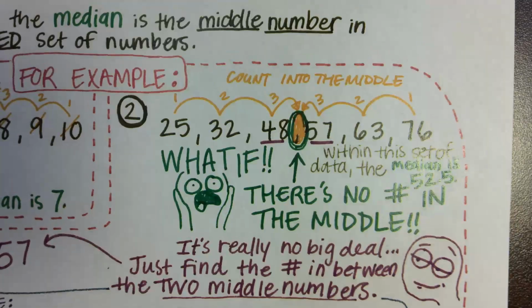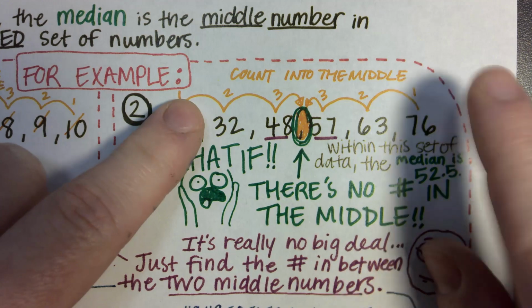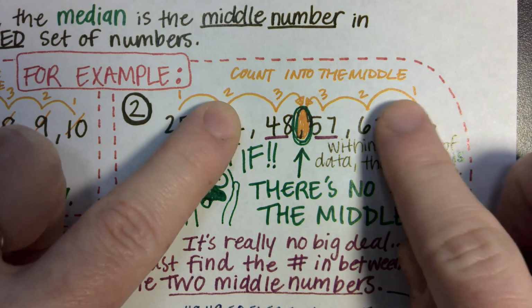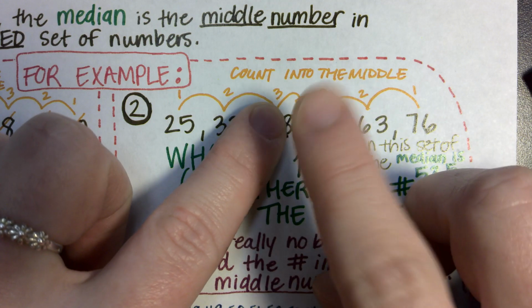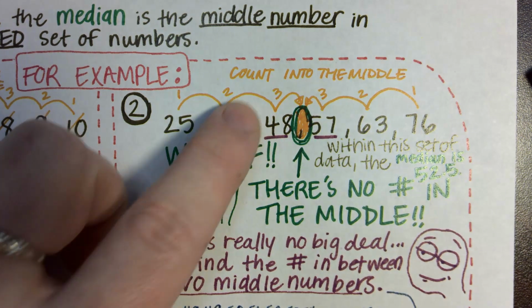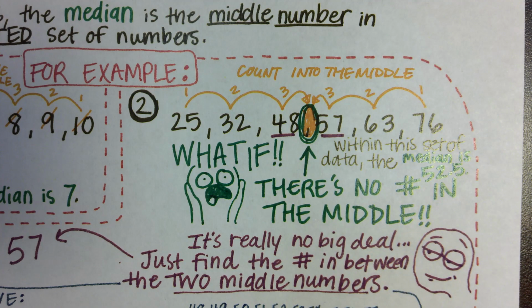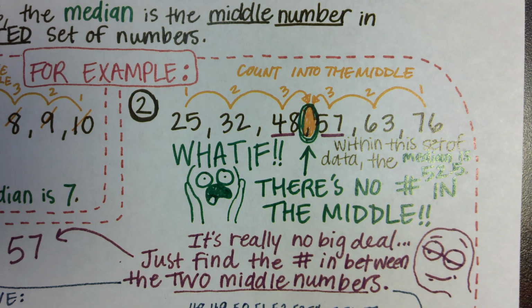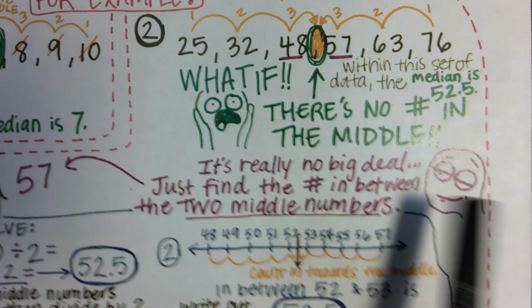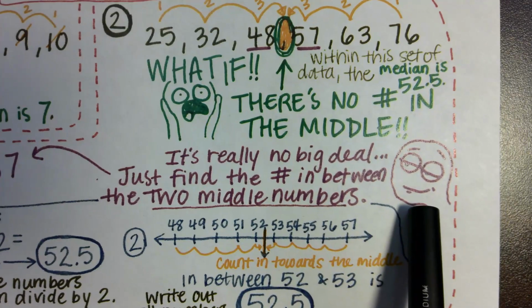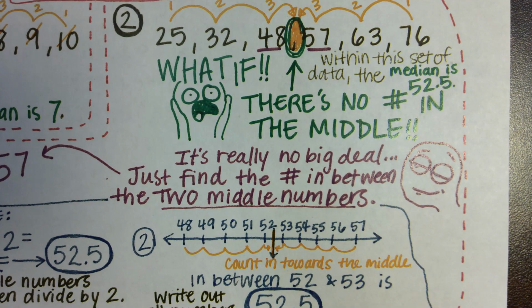Number 2, whenever we start from the outside and count in, I start with 25 and 76, 32 and 63, 48 and 57. There is no number in the middle. Okay? So, what if there's no number in the middle? Have my guy freaking out there. And I guess I was just feeling creative when I made these last night. But this little guy here says, you know, it's really no big deal. Okay, we're just going to find the number that's in between the two middle numbers.